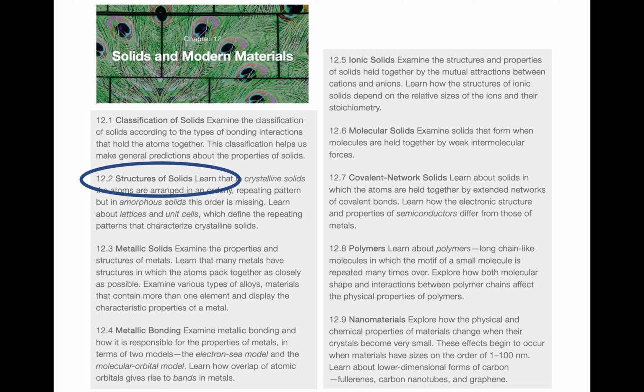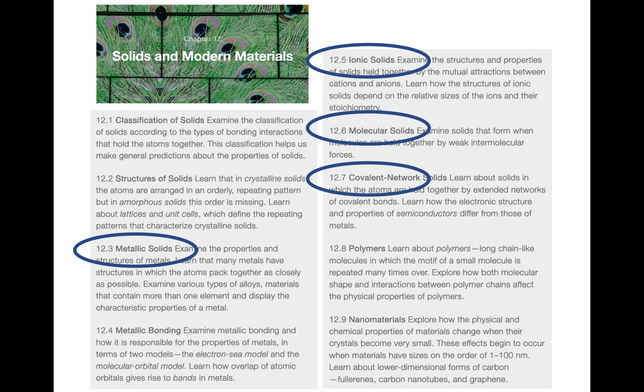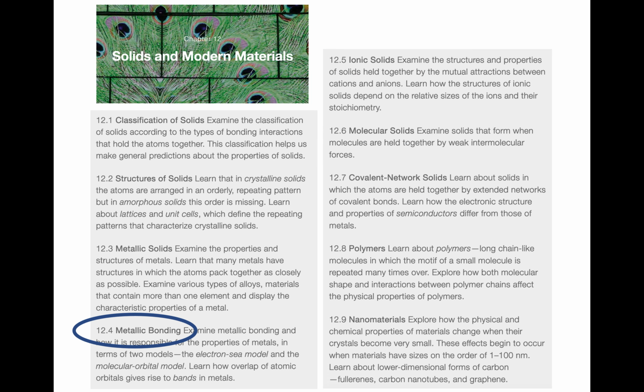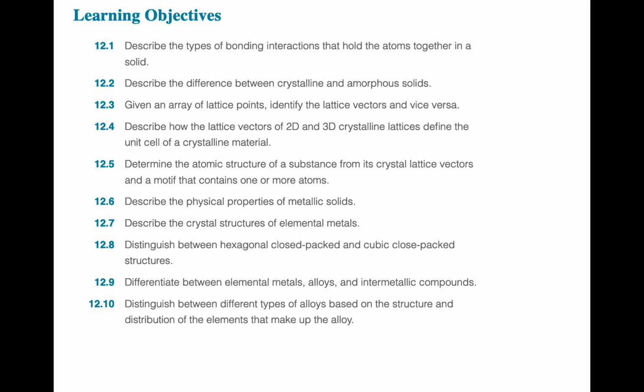The categories, metals, ionic solids, molecular solids, and covalent network solids, those are common for all general chemistry textbooks. And the idea of bonding, metallic bonding, that's also present in all, although oftentimes it's only discussed in terms of the sea of electron model. This textbook goes beyond that and describes a molecular orbital description.